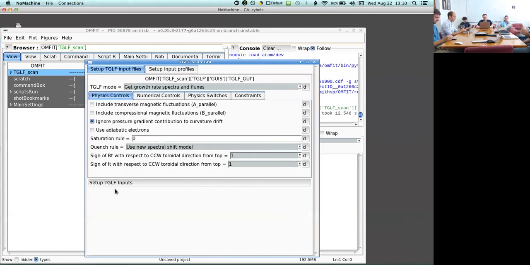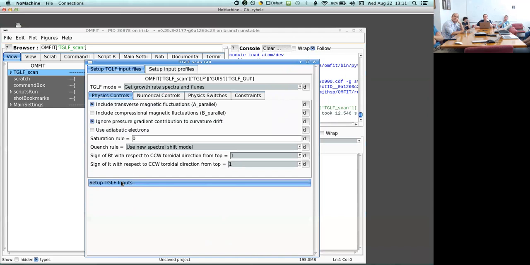So after that, we need to set up the TGLF the way that we're doing a TGLF scan. Everything is familiar if you have done TGLF scans before. It's just doing things over multiple sub-windows so we can construct the input probability distributions. I'm going to include the magnetic fluctuations, and I'm going to set up the TGLF inputs over here.